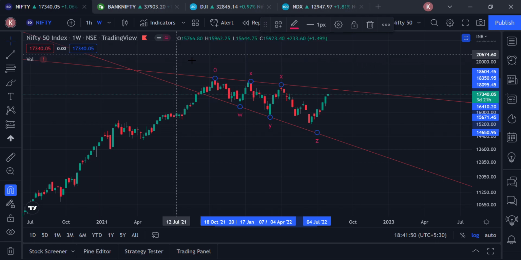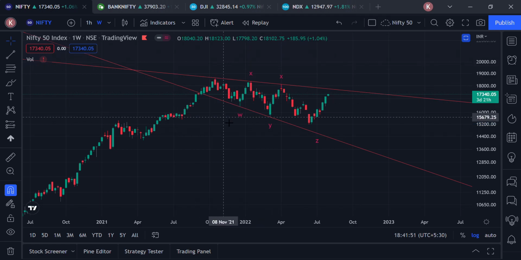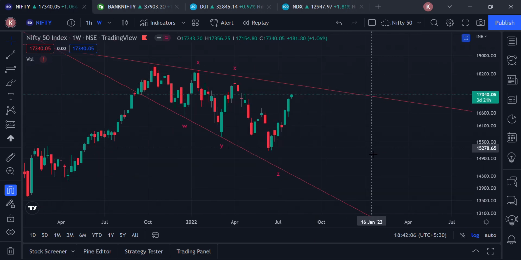First of all, we'll review our previous analysis where we covered that Nifty might be doing this W, X, Y, X, and Z correction, and in this correction it may reach up to 14,200.